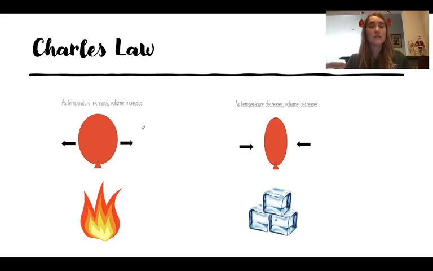So let's look at this. If I am looking at the volume of a balloon, if everything else remains constant, meaning the quantity of gas remains constant and the shape that the balloon is in, if I apply heat, if I increase the temperature, then the volume is going to increase in this balloon. Whereas if I apply cold, then the temperature decreases, then the volume will also decrease.